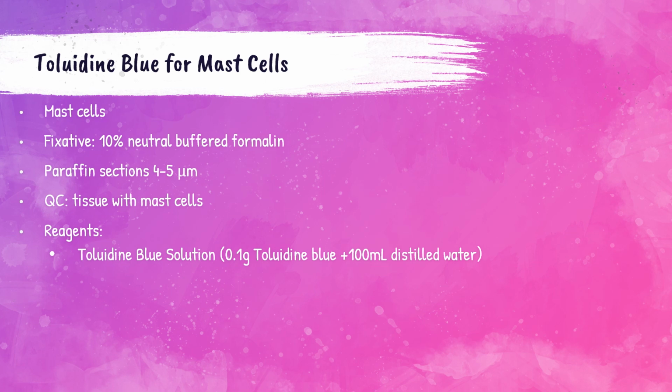Toluidine blue is a stain for the detection of mast cells present in tissue samples. Mast cells are stained metachromatically with this stain, meaning that they stain a different color than the entire rest of the tissue. Tissue should be fixed in 10% neutral buffered formalin and paraffin sections cut to 4 to 5 microns in thickness. Quality control for this stain should be any tissue that contains known mast cells. The only reagent required is the toluidine blue solution, prepared by combining 0.1 grams of toluidine blue with 100 milliliters of distilled water.